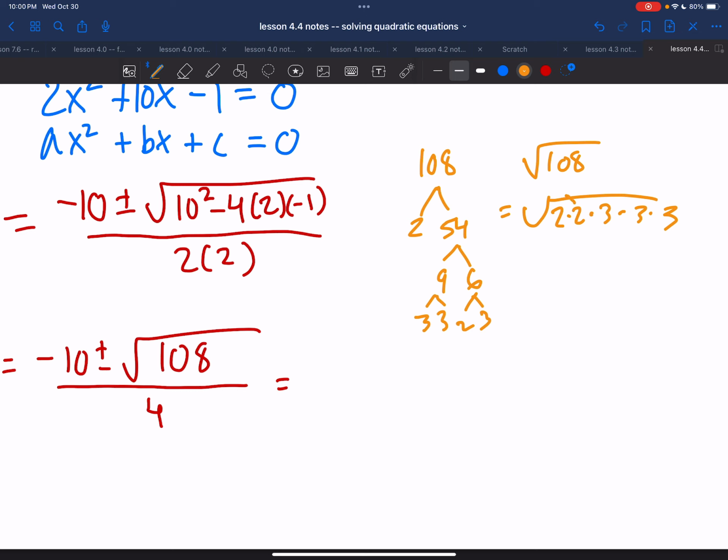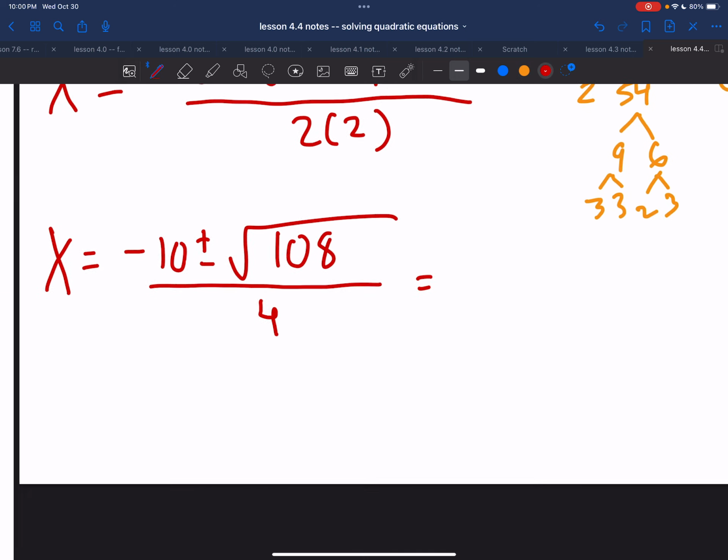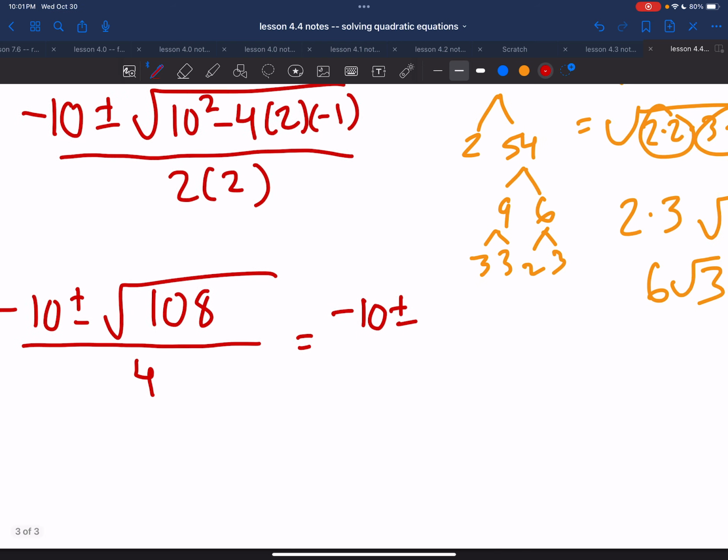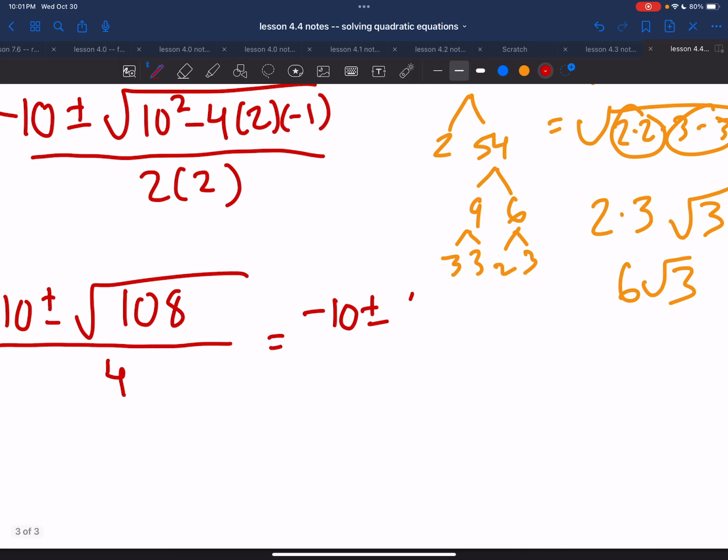Once you have this pair of 2s, that makes us 2, because square root of 4 is 2. That's a pair of 3s, square root of 3 times square root of 3 makes 9, square root of 9 is 3. And then there's a single 3 left behind. So this is 2 times 3 root 3, which comes out to 6 root 3. So my answer here, if you say negative 10 plus or minus square root of 108 simplifies to 6 root 3, and you put all of this over 4.